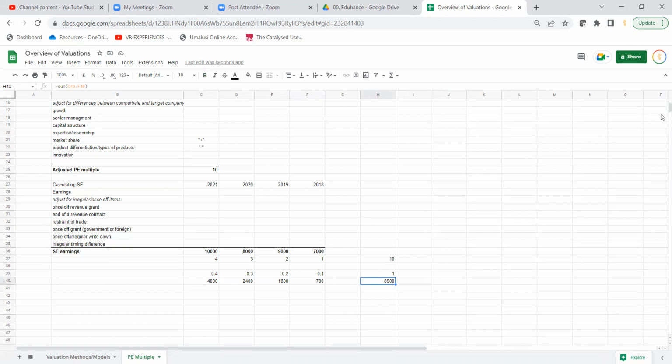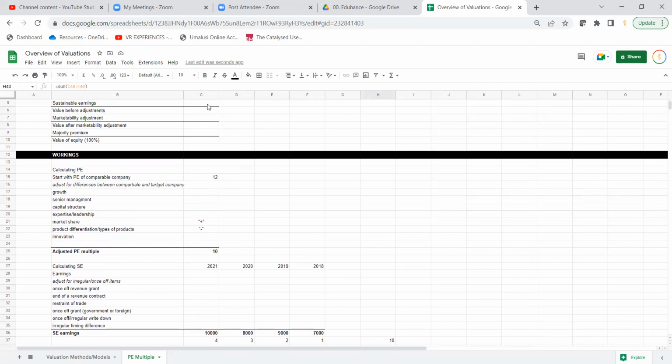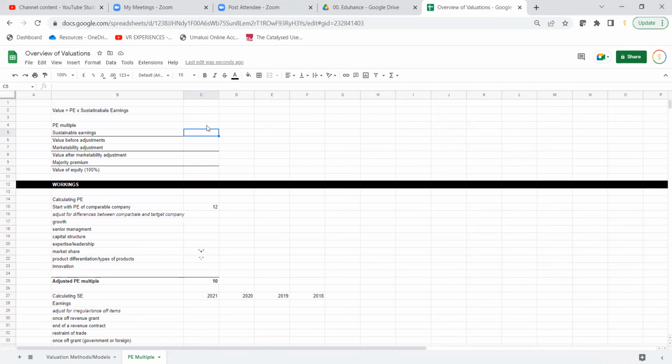So you take the 8,900 and you plug it in under sustainable earnings over here. If this was a consistent trend upwards, we'd use the latest year, which is 10,000, then we'll put 10,000 over there. Okay, so just take note of that. So let's just assume we're going to have 10 and we're going to have 8,900. So the value would be 10 times 8,900. So the value is 89,000 Rand.